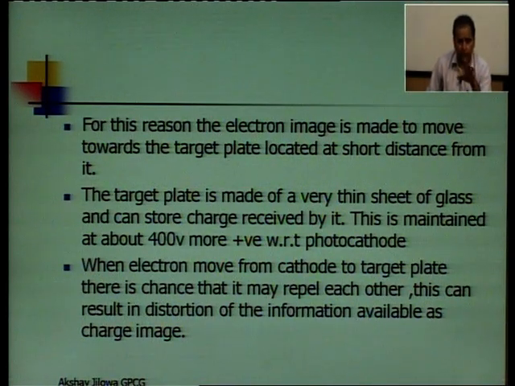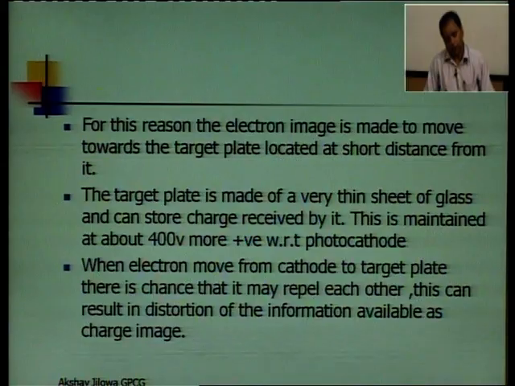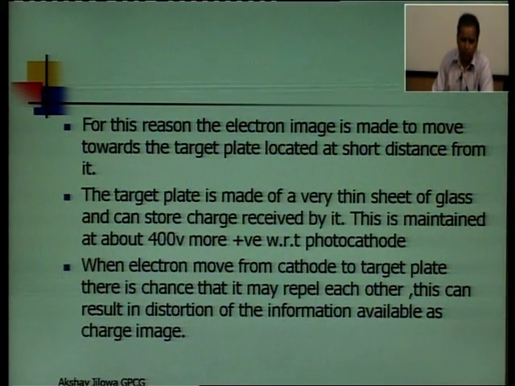As we all know, electrons are negatively charged particles. So, when such a high potential difference is there and it is a positively charged layer with a potential difference of 400 volts, the electrons immediately travel from the photocathode to the target plate.